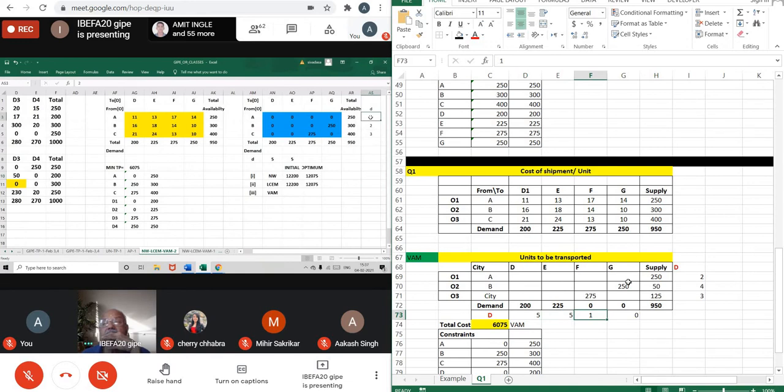Say I take this. In that direction, minimum is 11. So, I can supply 200. No way, 50 has to be the next. And the remaining will be 50 here. And 275. So, here we have 125. 400 minus 275 becomes 125.